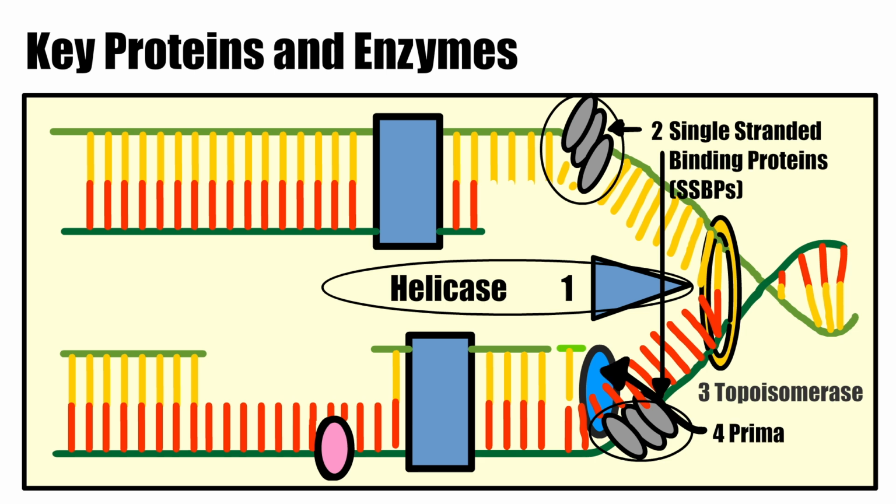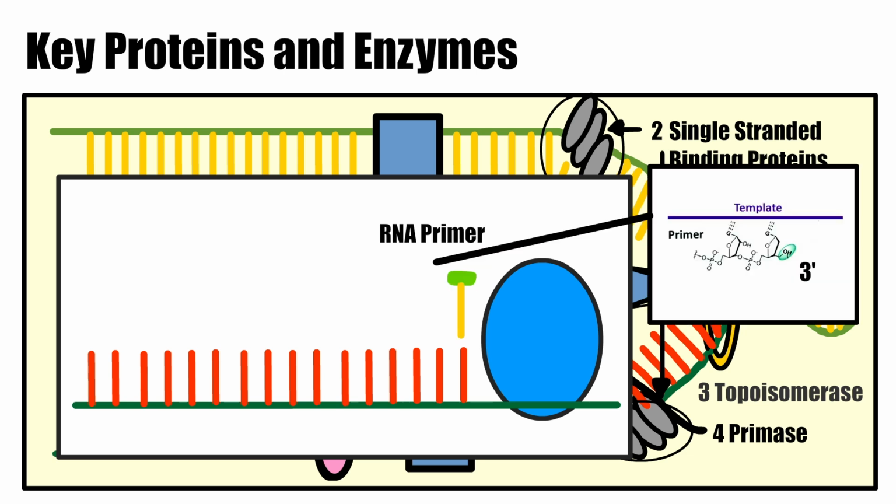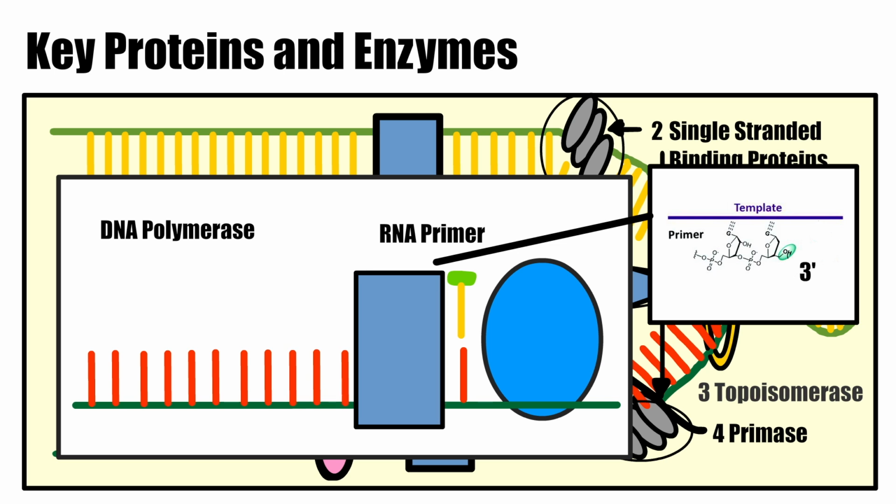Now, at this stage, primase plays a key role in preparing the DNA for replication. DNA polymerase, the enzyme responsible for building the new DNA strand, cannot begin adding nucleotides on its own. It requires a starting point, and this is where primase comes in. Primase synthesizes a short RNA primer that provides a free 3' hydroxyl group, which DNA polymerase needs to begin its work. This primer marks the starting point for the DNA polymerase to begin building the new strand.